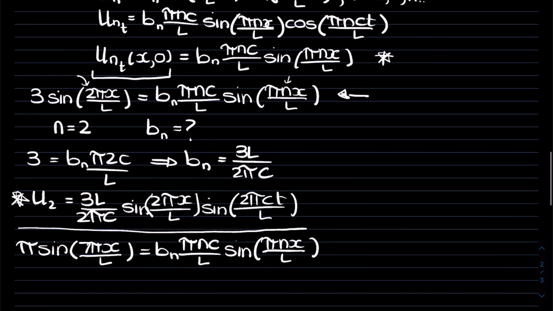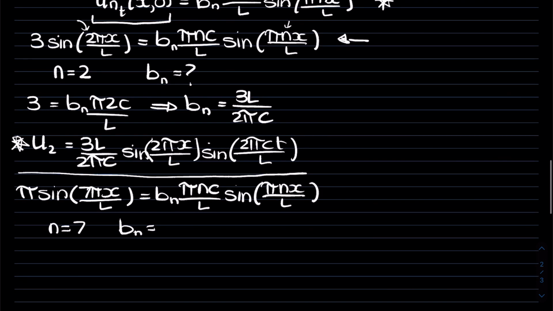You'll see n should equal 7 here, and then if we solve for our b of n, if we divide both sides by the sine function, that just goes to 1, so we end up with pi equals b of n pi n c over L. And then solving for b of n, we just end up with L over 7c.